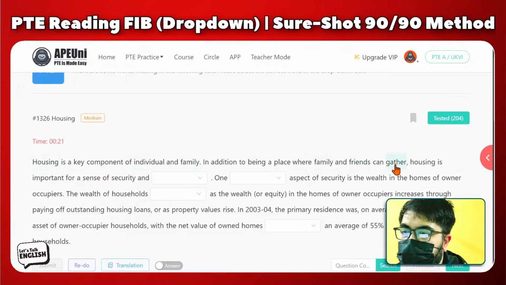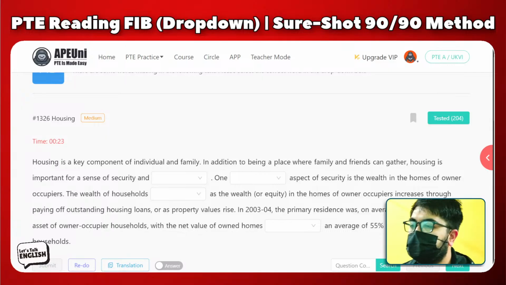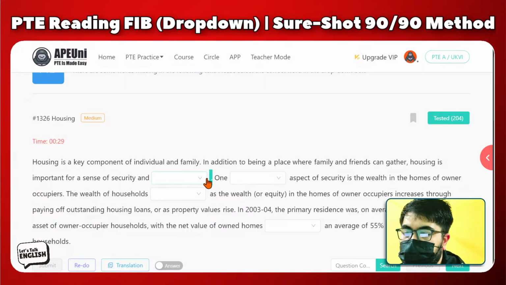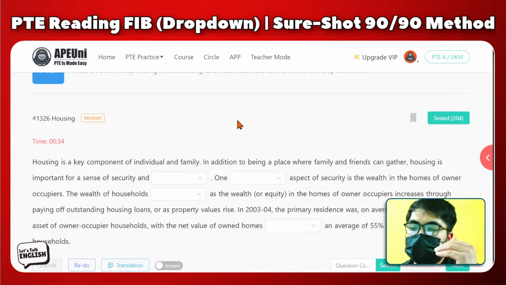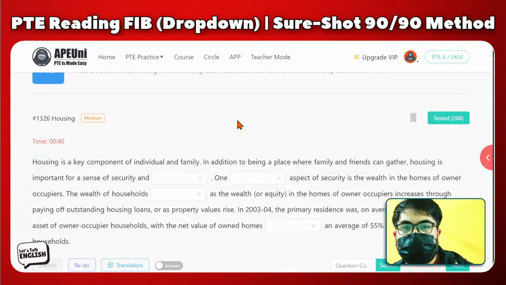In addition to being a place where family and friends can gather, housing is important for a sense of security and, see, when I see my full stop, I can stop. But my very humble suggestion here is do not open the drop down until you get the first full sentence. Where does the sentence end? The sentence ends at the full stop.